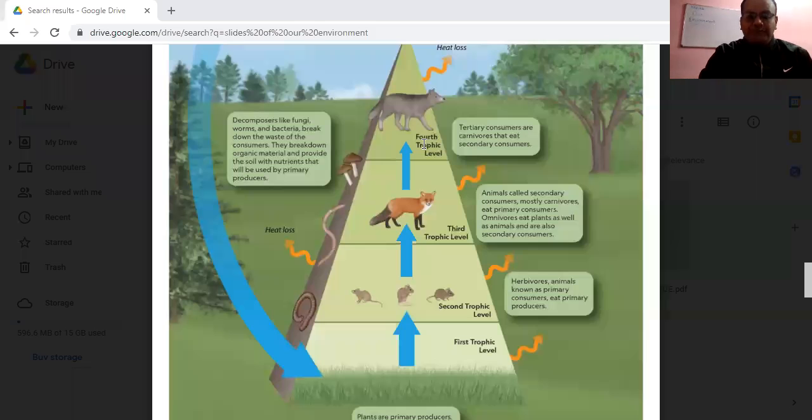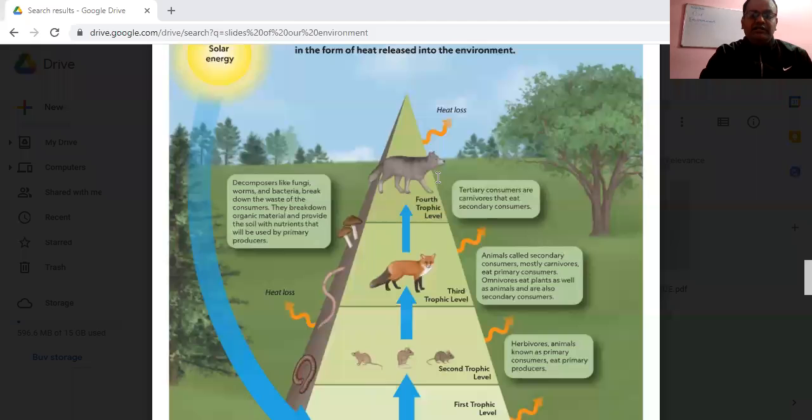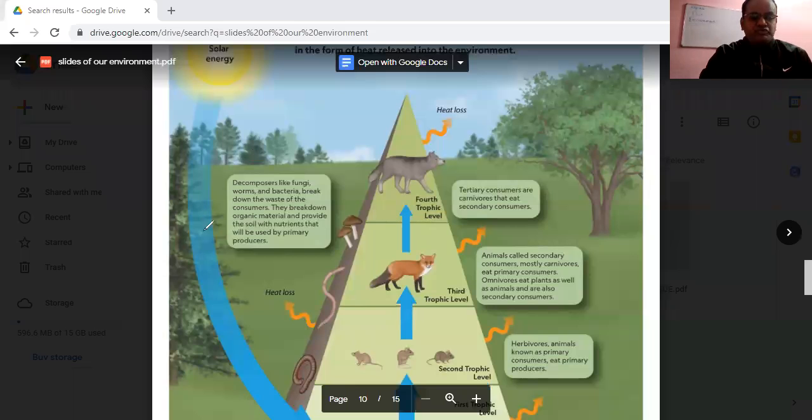And at each and every trophic level, one very common process occurs, and that process is the action of the decomposers. Even at the producer level, the primary consumer, the secondary consumer, and the tertiary consumer level, the organisms die and are decomposed by fungi, worms, and bacteria, which break down the waste of the consumers. They break down the organic material and provide the soil with nutrients that will be used by the primary producers.